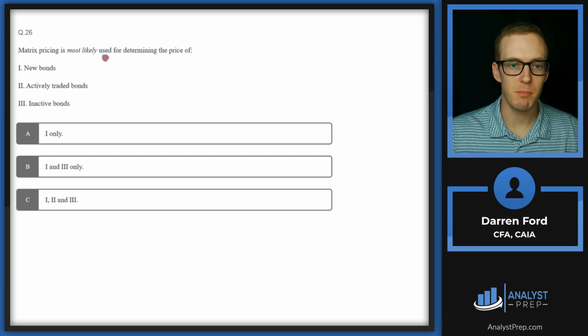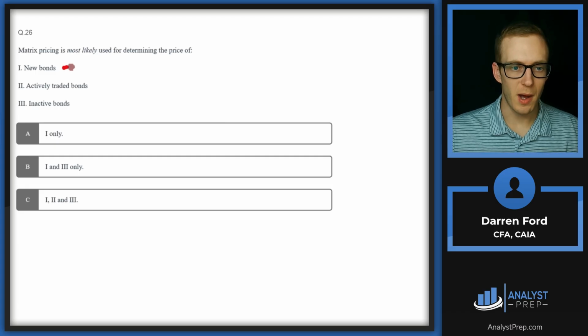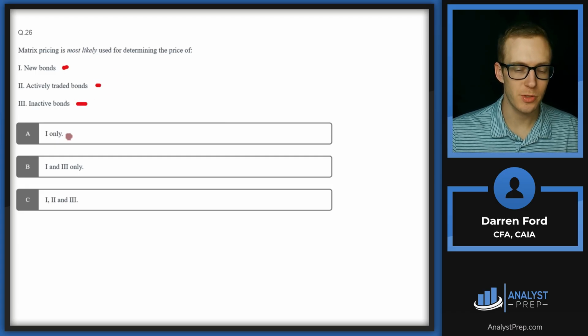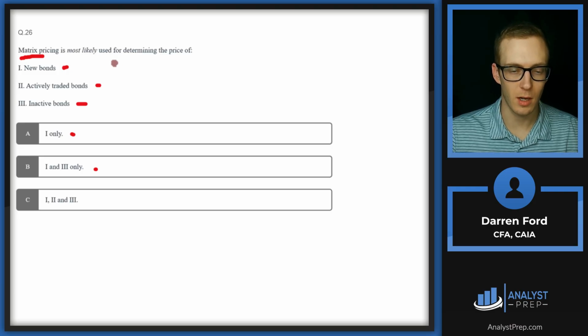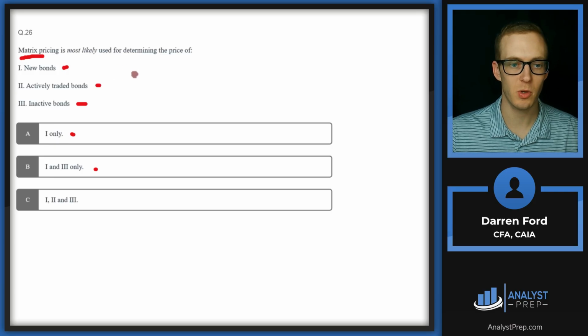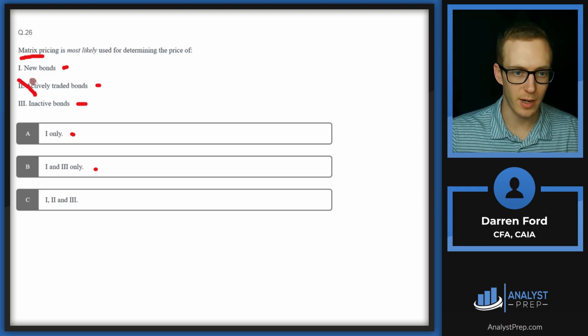Matrix pricing is most likely used for determining the price of 1. new bonds, 2. actively traded bonds, or 3. inactive bonds. So is this going to be 1 only, 1 and 3 only, or 1, 2, and 3? We're going to be using matrix pricing when the bond doesn't have any recent market prices or information available. So if the bond is not traded very often, that's going to rule out 2 right off the bat.